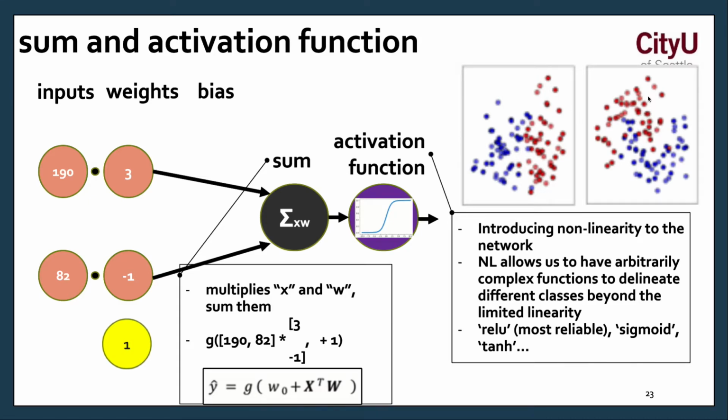Now the question is, what if we have a data set like this, and then we introduce non-linearity to the network? So you can basically have something like this. You can capture and categorize your different data sets. It allows arbitrarily complex functions to delineate different classes beyond the limited linearity. There's what you call ReLU, sigmoid, and tanh.